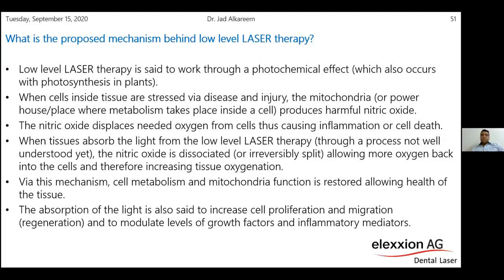And when it becomes normal, you will have more production of the ATP, more production of the nutrition. And of course, the cells will have more energy to do their vital processes. So that's a brief piece of information about what happens when the low-level laser is absorbed by our cells.